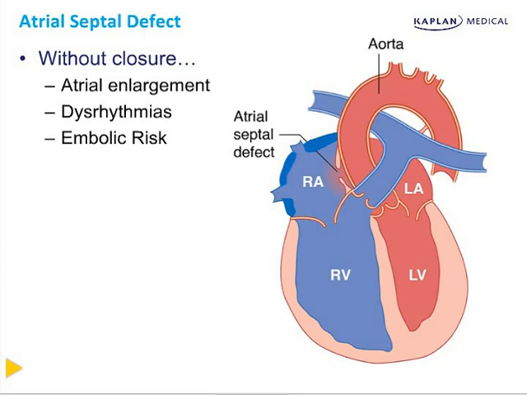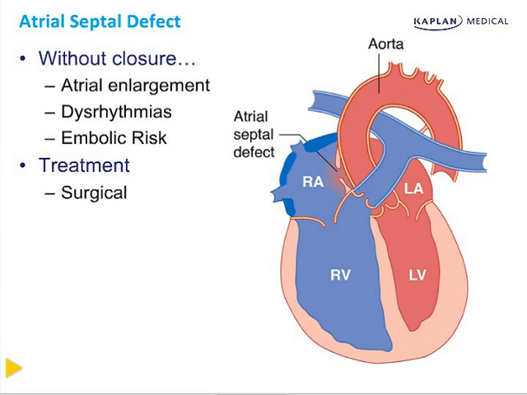Embolic risk. So a DVT comes up your leg, and instead of going from the right atrium to the right ventricle and just causing a PE, which is bad enough, it can cross to the left side of the heart and then end up causing a stroke. So the treatment, if you find an ASD in somebody and they're asymptomatic and they have no signs of right atrial hypertrophy and no issues, leave it alone.